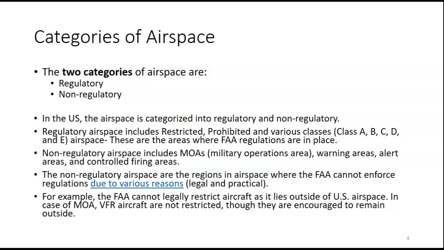Non-regulatory airspace includes military operations areas, or MOAs, warning areas, alert areas, and controlled firing areas. And we'll talk a little bit about the special use airspace later on in the presentation. Non-regulatory airspace are regions where the FAA can't enforce their regulations. For example, the FAA can't restrict aircraft outside of U.S. airspace.